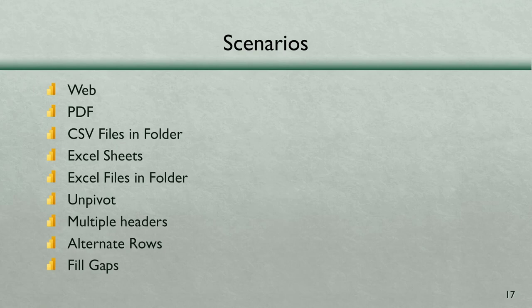All right. Similarly, Excel files in a folder. Ideally, Excel files in a folder should have data in a table, and the table name should be the same. Then you can just combine them like CSV itself. Unpivot we have already seen. Multiple headers is another common requirement, because sometimes what happens, you have headers with merged cells. You can't help it. So what do you do in that case?